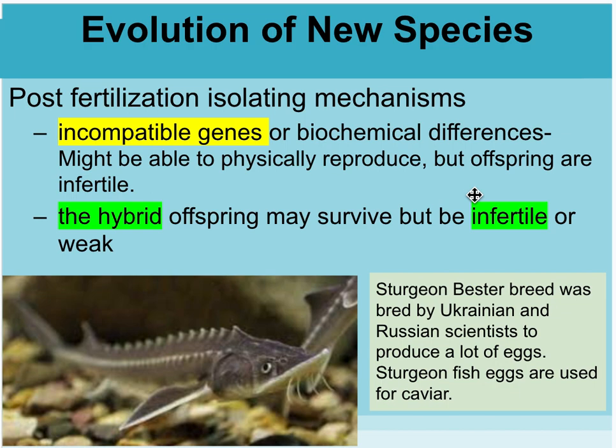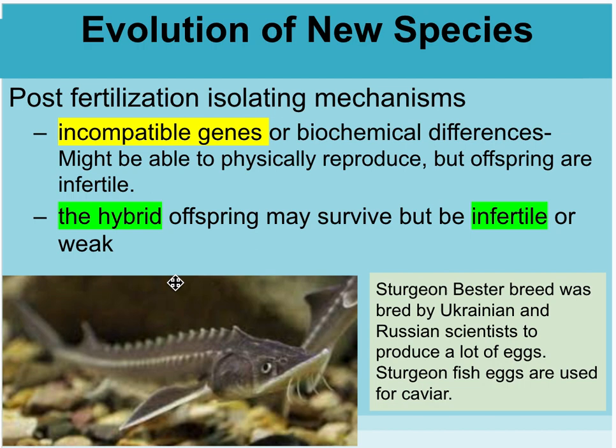Or you can sometimes have it where the sperm makes it into the egg, but then the baby that is formed is infertile or really weak or doesn't survive very long after it's born. One hybrid that's been made recently is a sturgeon bester breed. It's a type of sturgeon fish. Sturgeon fish actually are used for caviar.